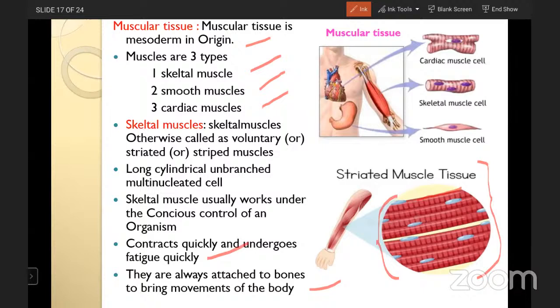Totally three types. Their origin is by the mesoderm, and they are skeletal, smooth, and cardiac. When we go for the skeletal muscles: unbranched, multinucleated, striped. You are observing the stripes, such a type of stripes. Long, cylindrical, unbranched, contracts quickly and undergoes fatigue quickly. They are always attached to bones to bring movements of the body. Okay. Now go for the next slide.